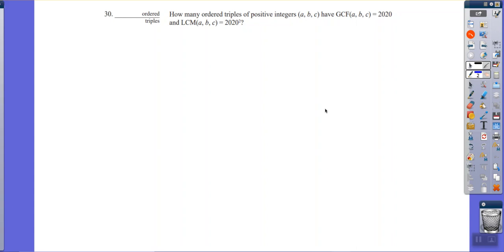How many ordered triples of positive integers a, b, c have a greatest common factor of 2020 and a least common multiple of 2020 squared?